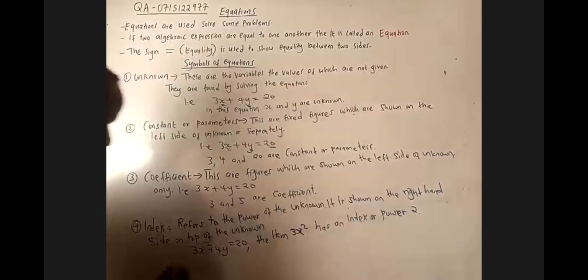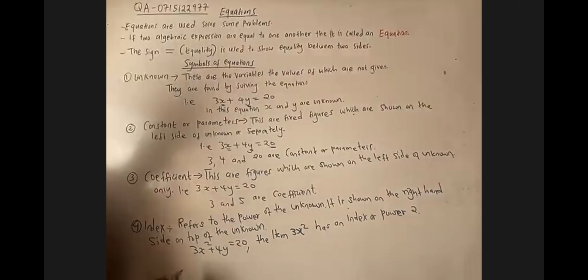If it were 3, now it would be, for example, 3x cubed plus 4y is equal to 20. The equation has an index of power 3.